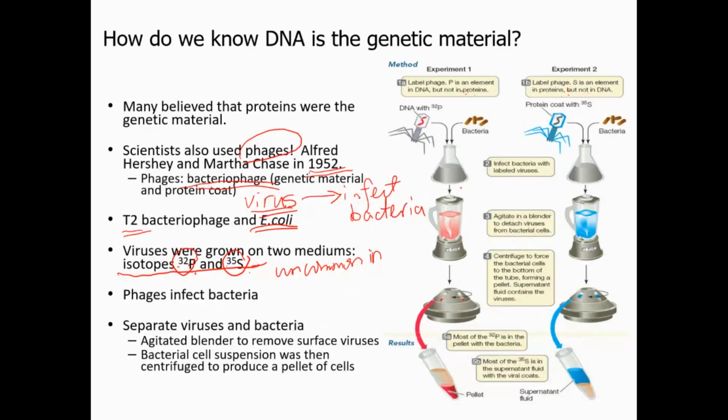So in these two experiments, they labeled the T2 bacteriophage. In experiment 1, they labeled phosphorus. And then in experiment 2, they labeled the sulfur. Now, do you know why they use the two isotopes for those two elements? So think about that.